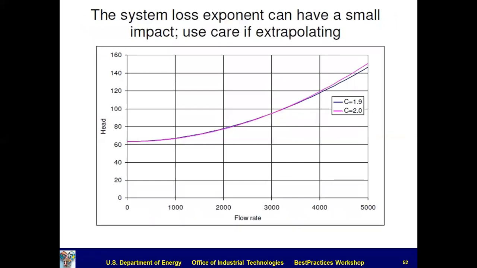Okay, so this figure shows the difference in system curves by changing the exponent from 1.9 to 2. So you can see it doesn't really make a whole lot of difference. The people I've worked with recommend 1.9, but theoretically, people expect it to be a squared relationship. So you could use either one. I don't know that there would be any reason to use another one, but one of those two would be fine.